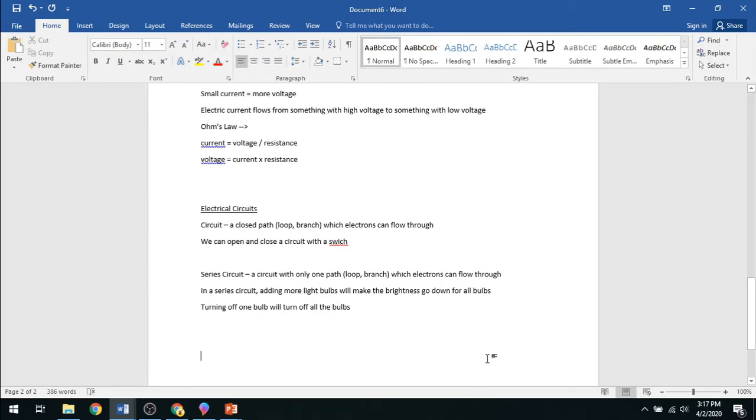Well, what if we had multiple paths? We call that a parallel circuit. So this is a circuit with 2 or more paths. And again, sometimes they call these loops, and sometimes they call these branches. Which electrons can flow through. And remember, when we talk about electrons flowing through, we just mean current.